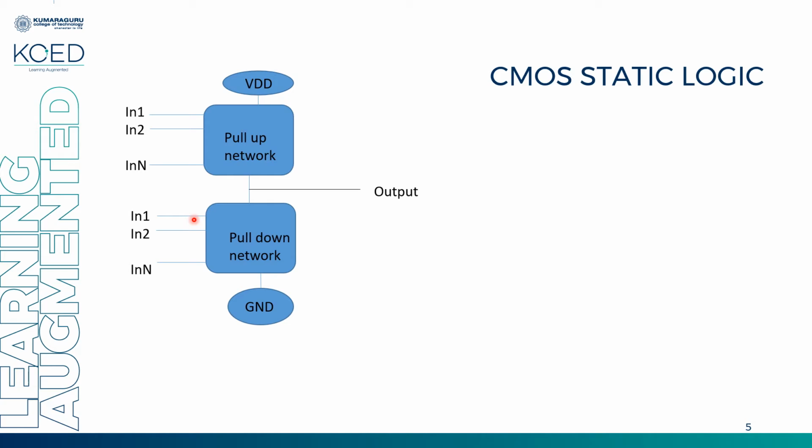If it is a two input AND gate, you will have two NMOS transistors over here. And your CMOS static logic, which is a very basic one, is a ratioless logic. There is no proper ratio that is sustained between this pull up and pull down network. No sizing ratio is maintained between pull up and pull down network.